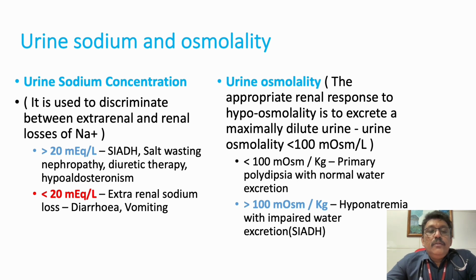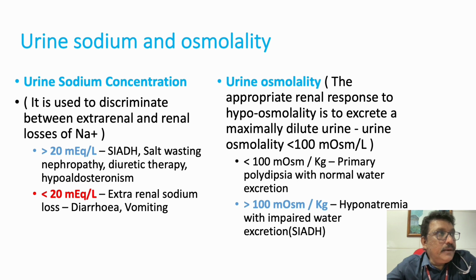Next one is urinary osmolality. We can get the urinary osmolality from the lab. If the urine osmolality is less than 100 milliosmolar per kg, it is polydipsia and normal water excretion. More than 100 milliosmolar per kg, that again indicates there is loss of sodium through the kidneys. That is more in favor of SIADH, syndrome of inappropriate antidiuretic hormone. So these are the three important investigations we have to do in hyponatremia.